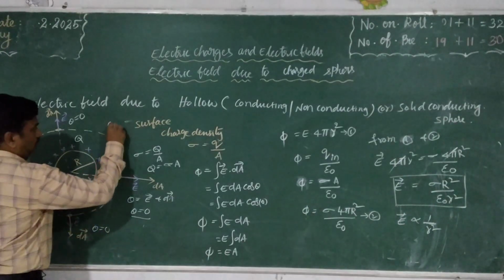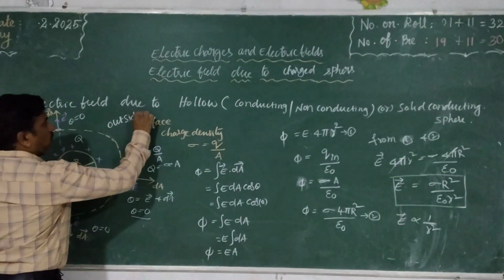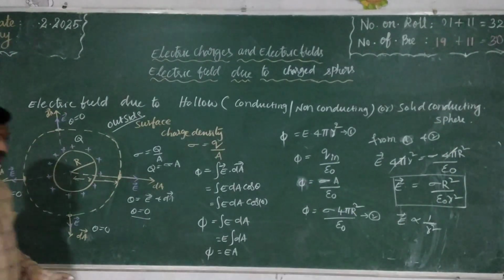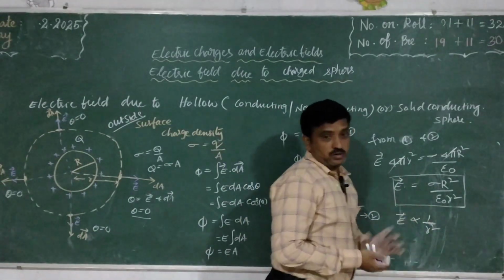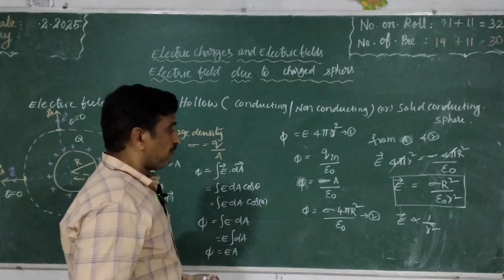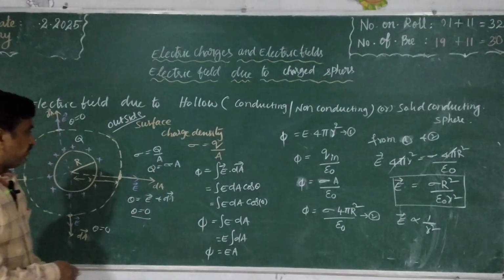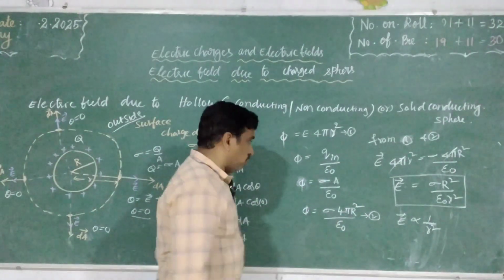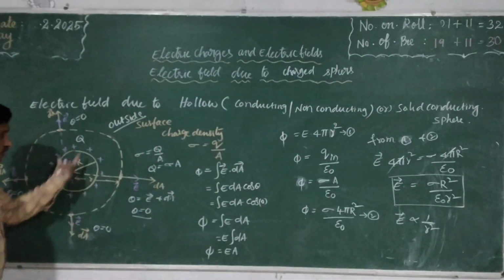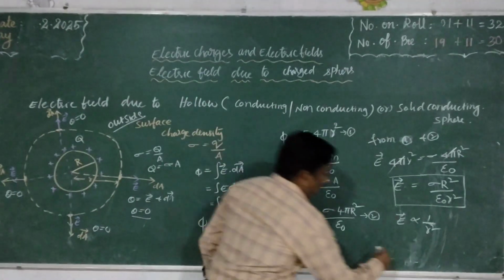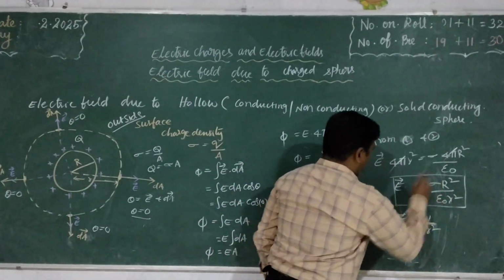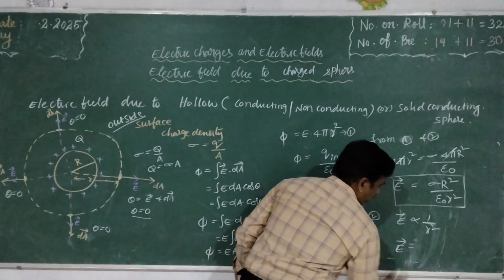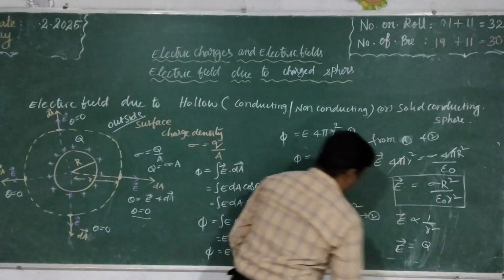This all holds outside the sphere, at any distance from the center. So E is proportional to 1 by r square. Here, instead of sigma 4 pi R square, we can write capital Q, because the total charge is Q.